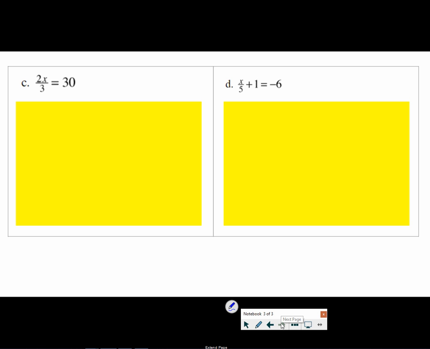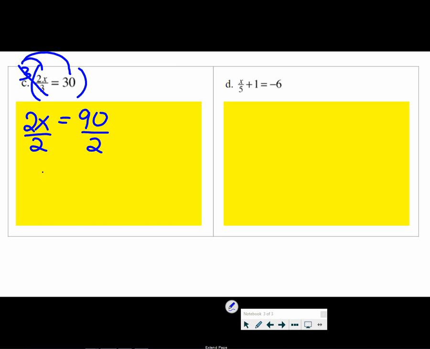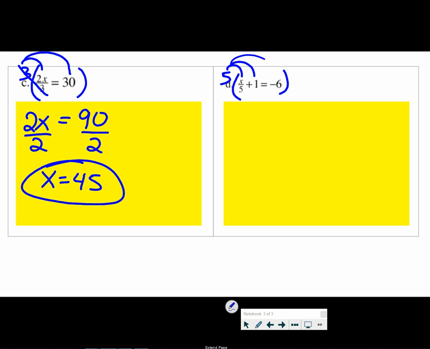Okay. So for C, I'm going to multiply both sides by 3. So when I do that, 3 goes into 3, and I end up with 2x equals 90. And I divide both sides by 2. I get x equals 45. For D, I'm going to multiply everything by 5. So I end up with x plus 5 equals negative 30. Subtract 5 from both sides. I get x equals negative 35.